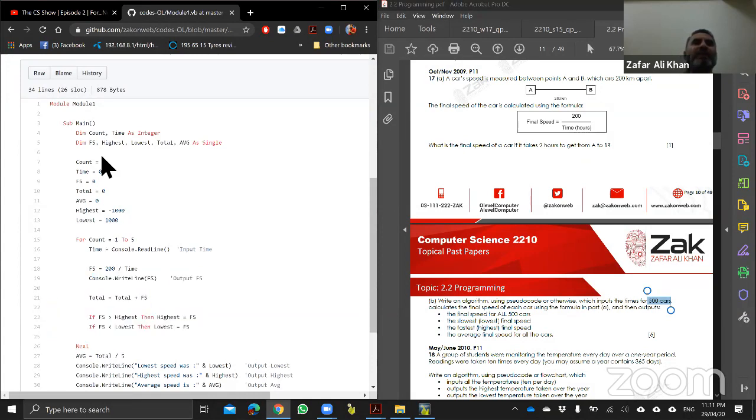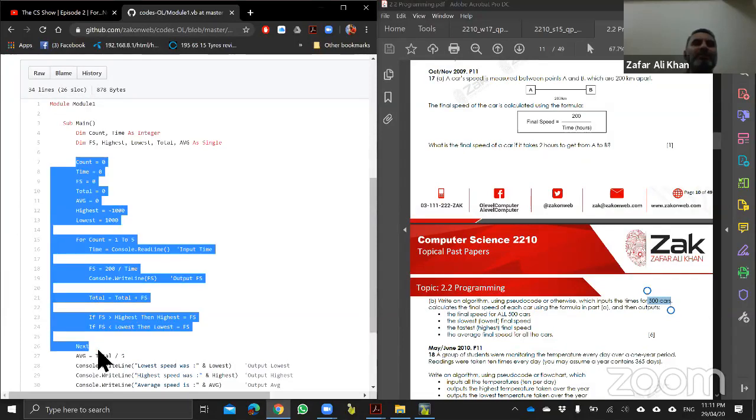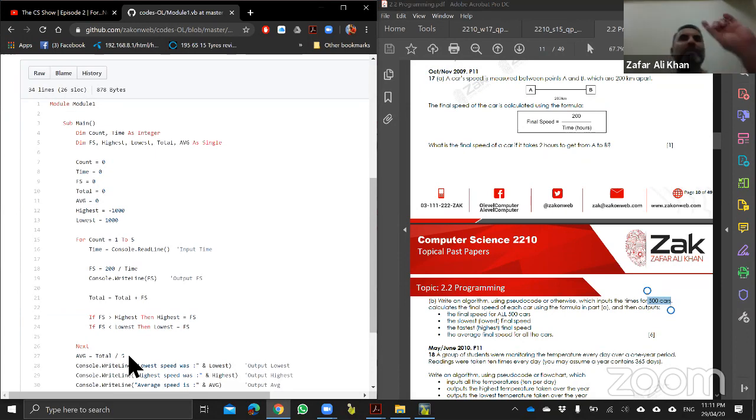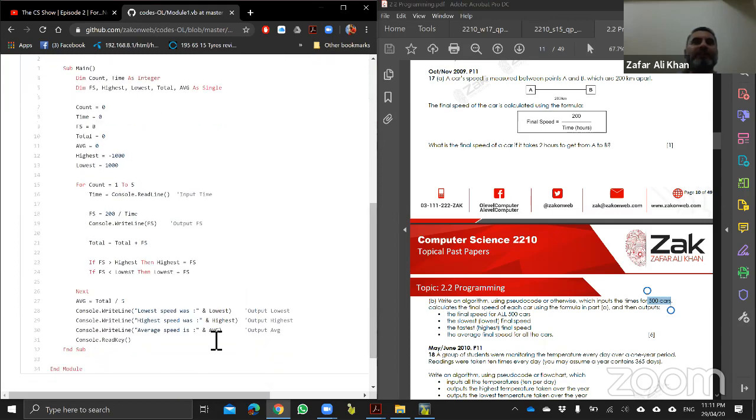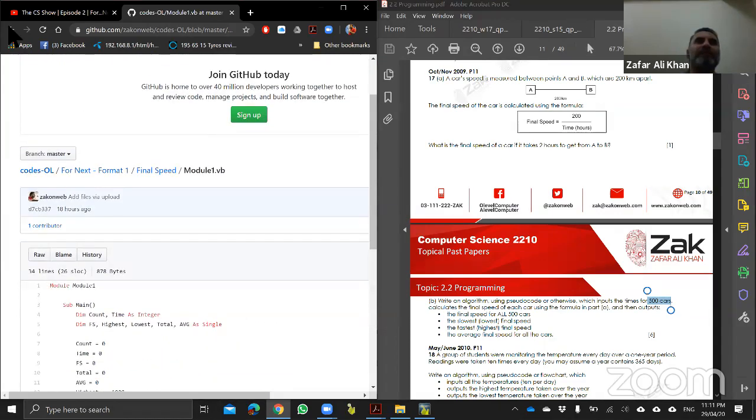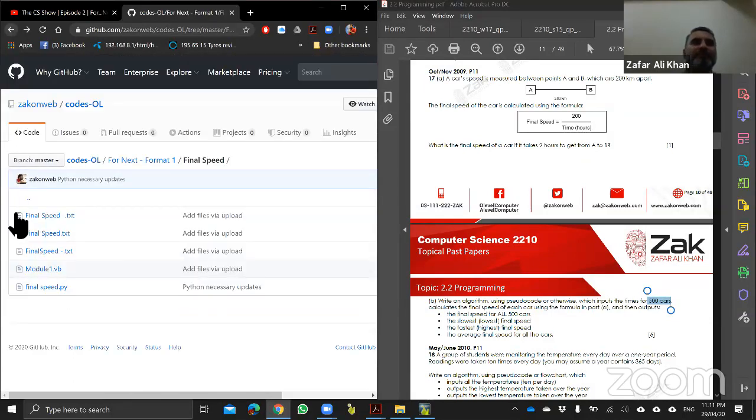So you can see from this for initialization to this next and average, pretty much VB is closest to the pseudocode. And then each of these lowest, highest, and average are output. Let's see how this code works in Python.